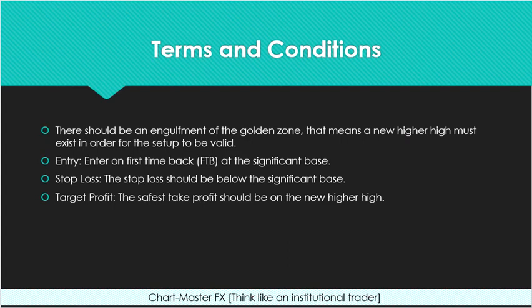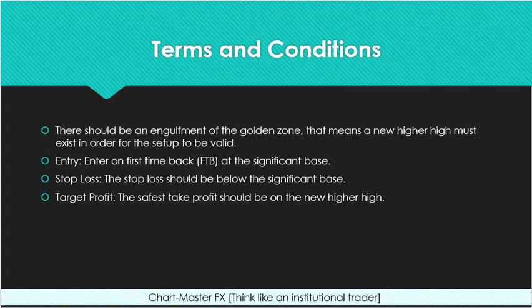For the terms and conditions of the ignored over under, there should be an engulfment of the golden zone. That means a new higher high must exist in order for the setup to be valid. So guys, as you saw on the anatomy, that higher high was actually ignored, and the price was able to create a new higher high. So that should be met first.